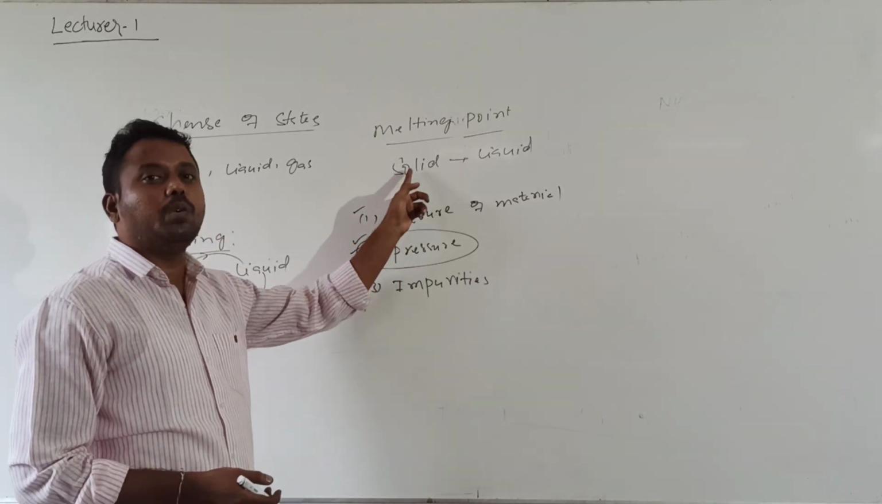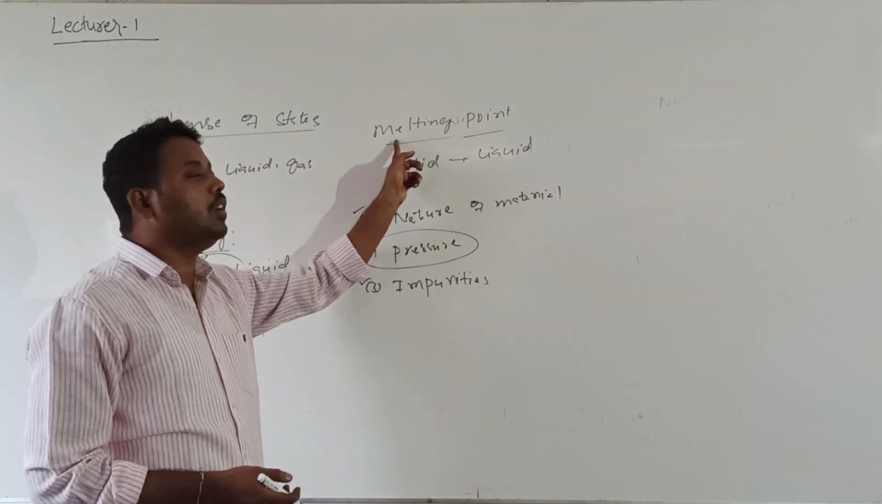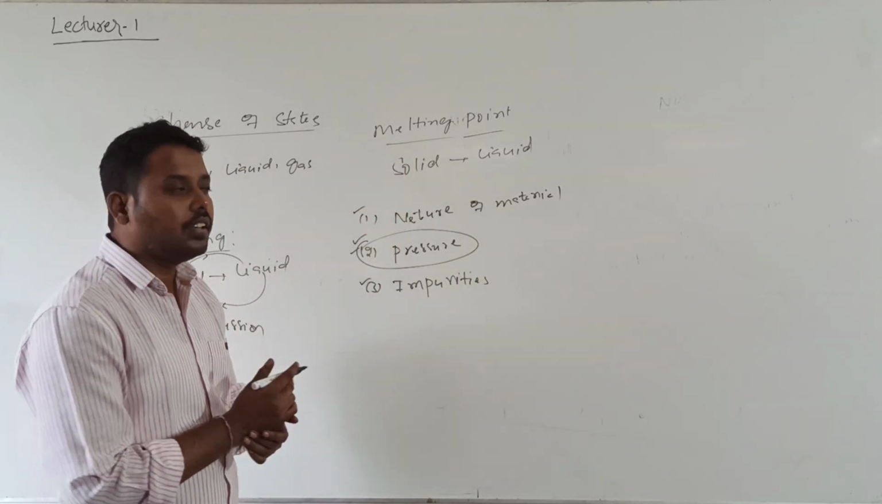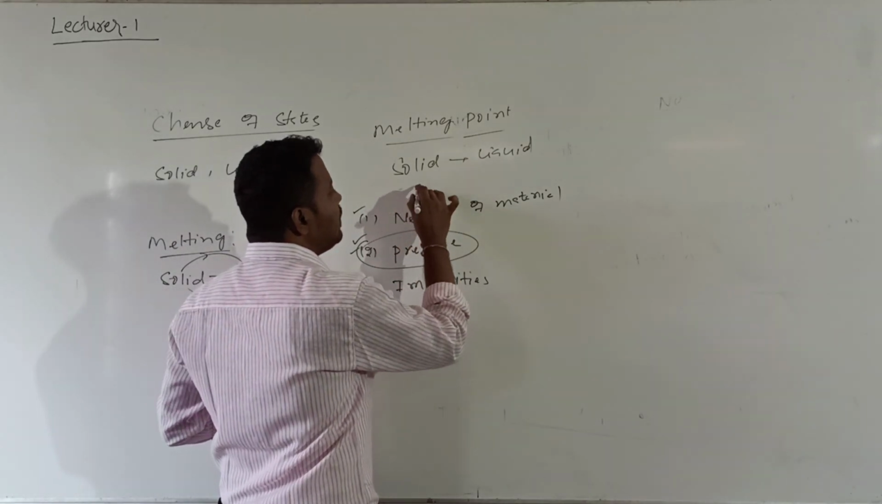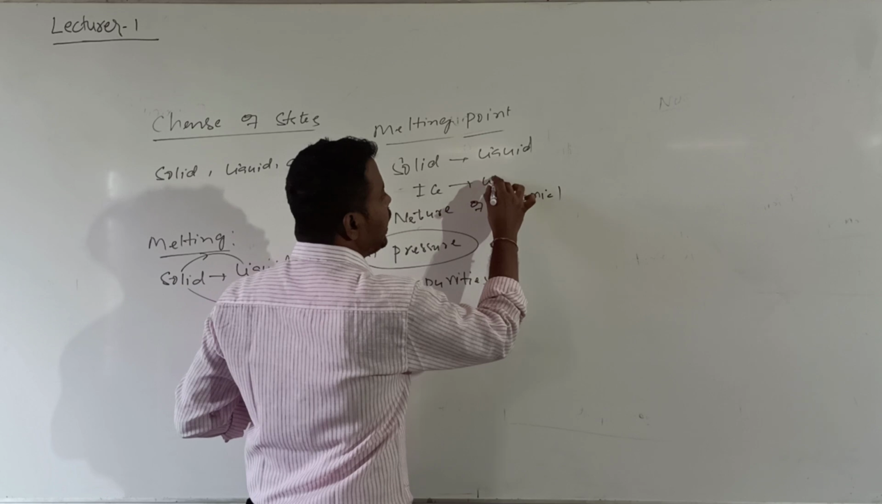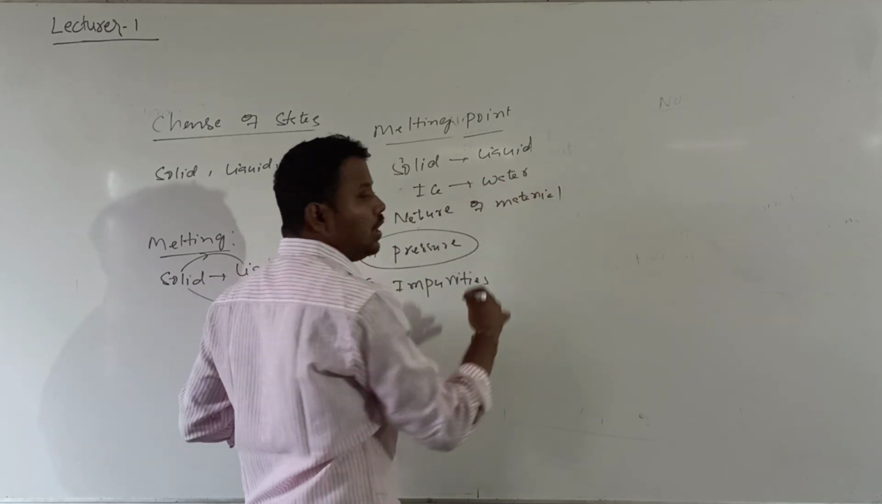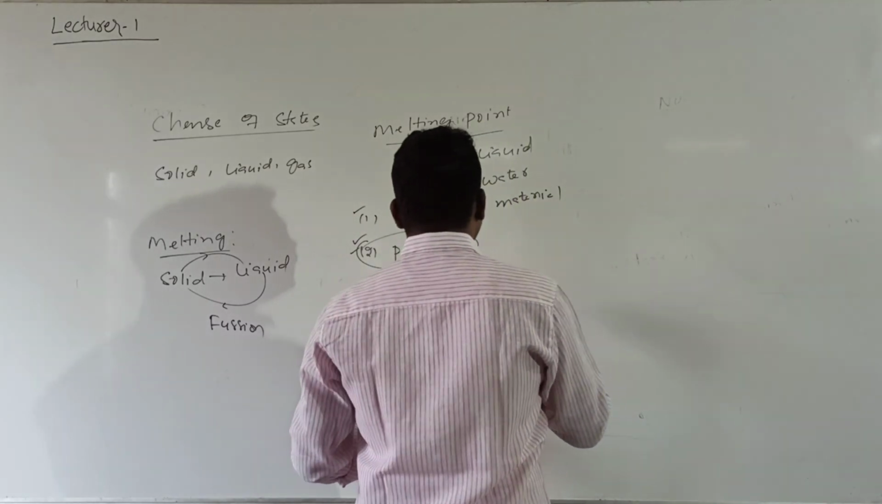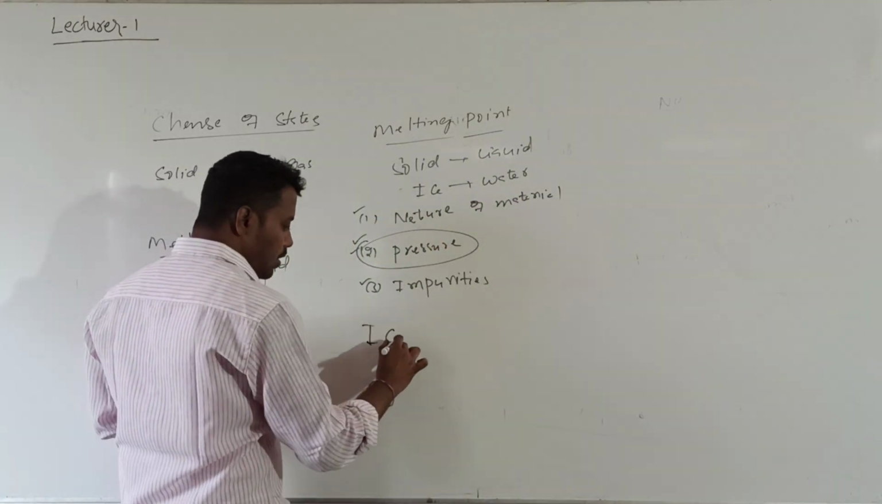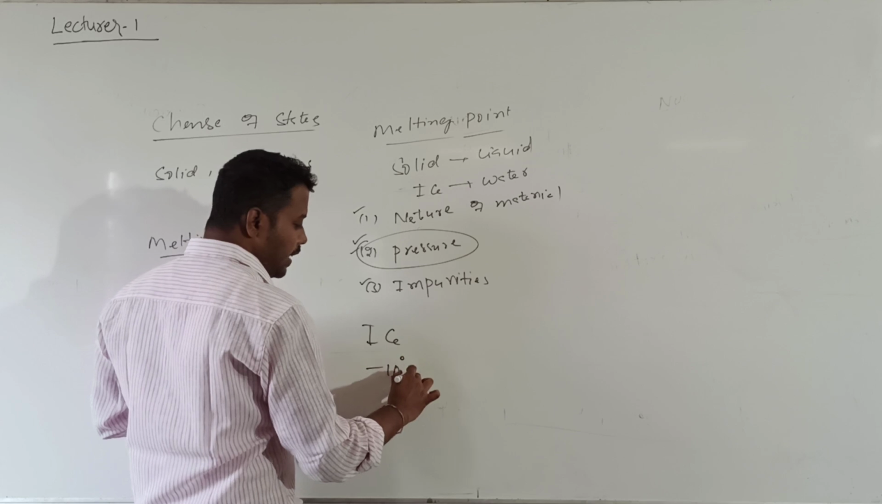Whenever a solid is converting into liquid, the melting point temperature will remain constant. I will take the example of water, the example of ice. Ice is converting into water. Initially I will take ice at a temperature of minus 10 degrees.